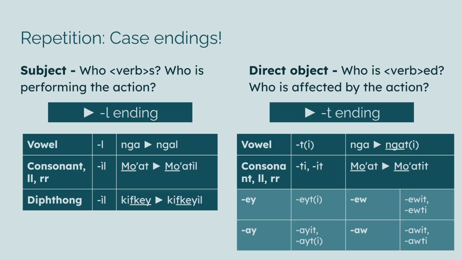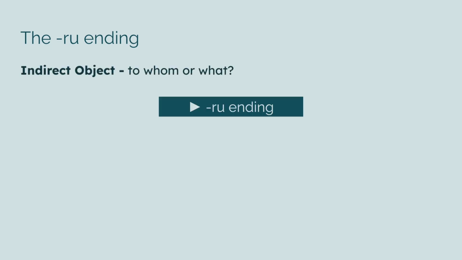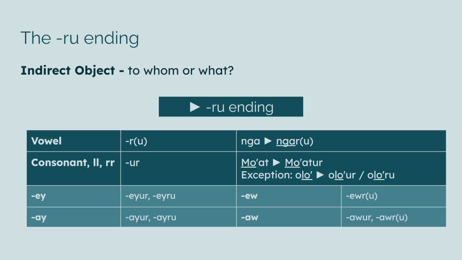And there we had the stupidly complicated looking table, but remember that the T works almost always. So if in doubt, put a T on there, so a TI. This is what we learned so far. Now we get a third case ending, namely the ru ending. As I said, indirect object: to whom or what? The ru ending. And now we again get quite a complicated table. But like with the T ending, there is again a trick to it.